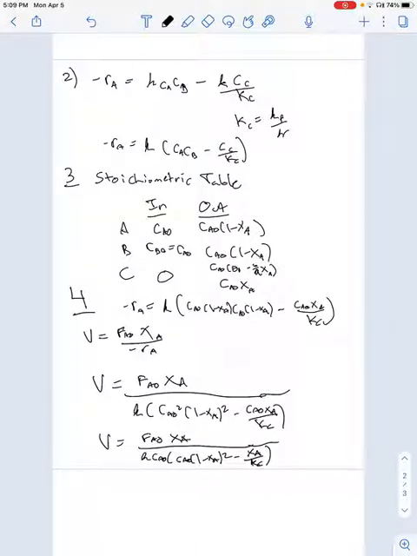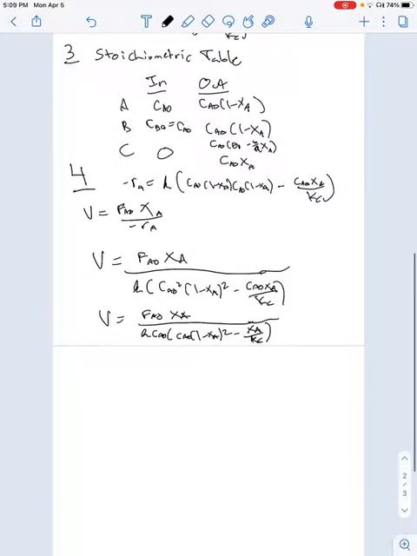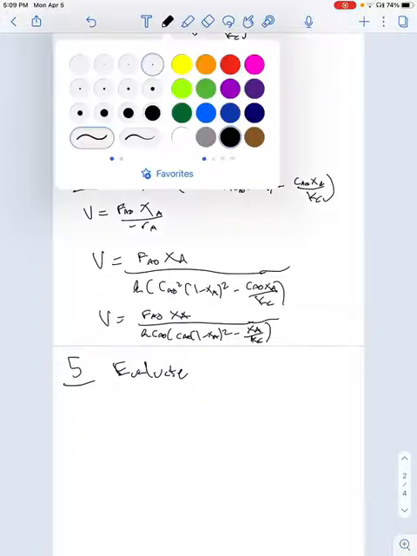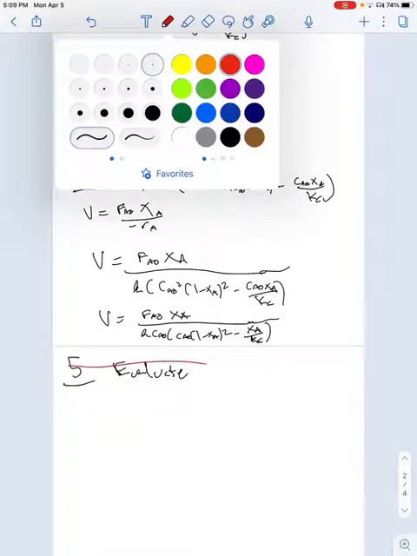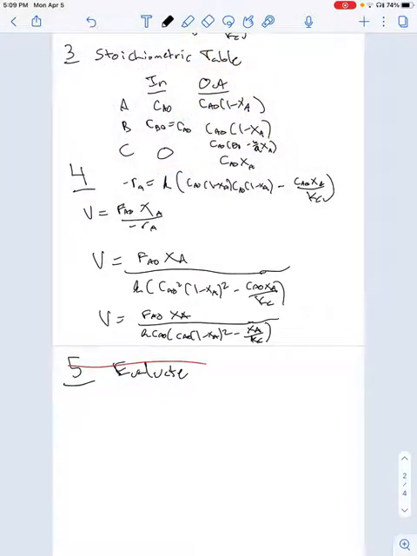And so the next part would normally be to evaluate, so plug in the values given and evaluate, but we're skipping that step. It's just a matter of plugging in numbers, so nothing too important there.